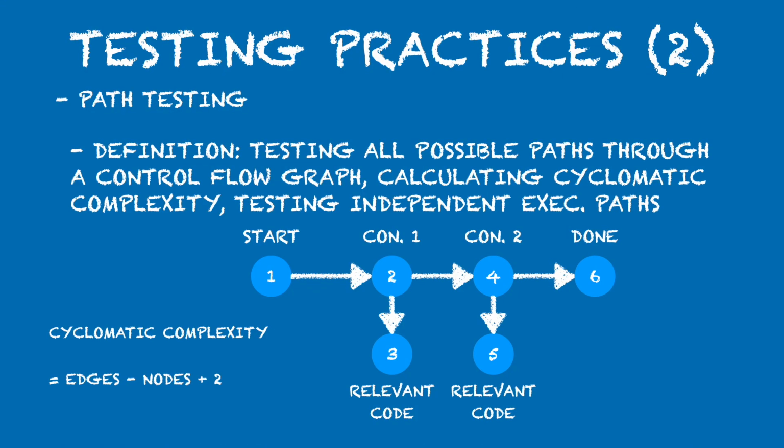Now path testing is a type of practice where all possible paths are diagrammed by a control flow graph and the cyclomatic complexity is calculated, followed by the testing of independent execution paths. At the bottom left of the slide is the formula for cyclomatic complexity, where it's the edges subtracted by the nodes and then added by a value of 2. Right next to it is a visual of how a control flow graph looks. In a future lecture, the control flow graph concept will be explained in further detail.